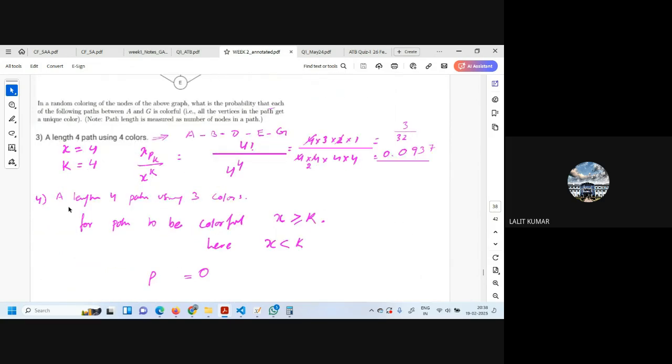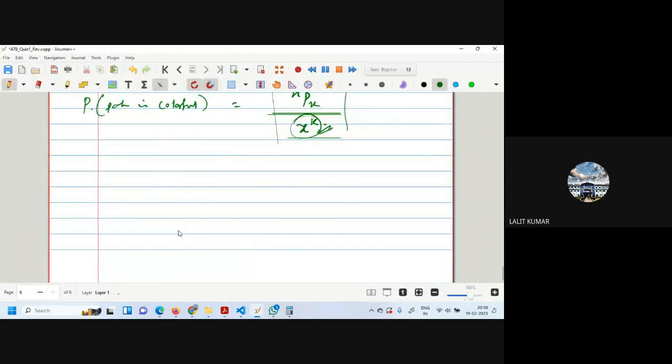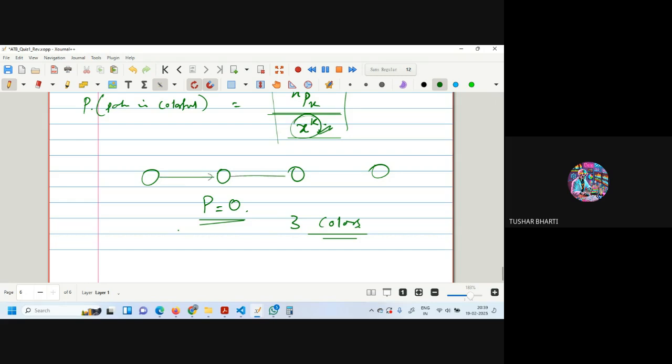Question 4: they have given a length 4 path using 3 colors. Can we have that colorful? If we have, for example, 4 nodes, 1, 2, 3, 4, but only 3 colors are there, can we have it colorful? One of the colors will repeat. So the probability is 0. Is that okay? Yes, sir. So this is straightaway 0. You can conclude it conceptually that this will be 0.